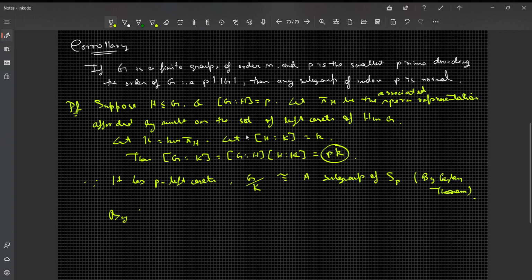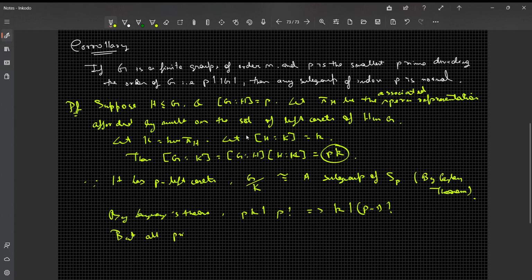Now, by Lagrange's theorem, since G mod K is isomorphic to a subgroup of S_P, the number of elements in G mod K must divide the order of S_P. What is the number of elements in G mod K? It's Pk, right? Therefore, Pk must divide P factorial. But P factorial is nothing but P times P minus 1 factorial. So k must divide P minus 1 factorial.